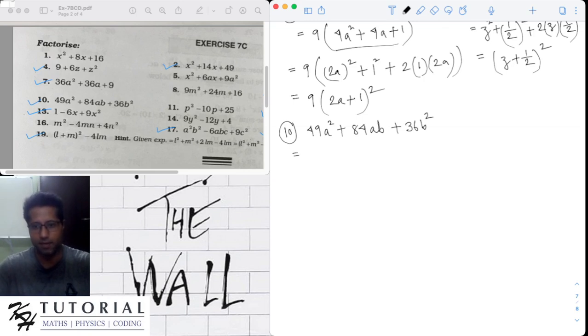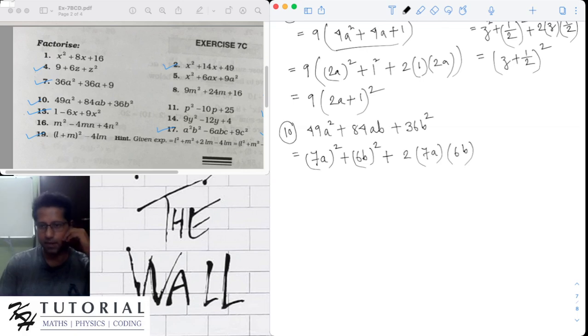So now 49a square we can express as the square of 7a, and 36b square can be expressed as the square of 6b. So I got the form a square plus b square. Now the remaining term, that is 84ab, should be expressed as twice ab, where here a you can consider as 7a and b you can consider as 6b. So we must have twice into 7a into 6b, which is 14 into 6, that is 84ab, which is exactly what we have in the original polynomial.